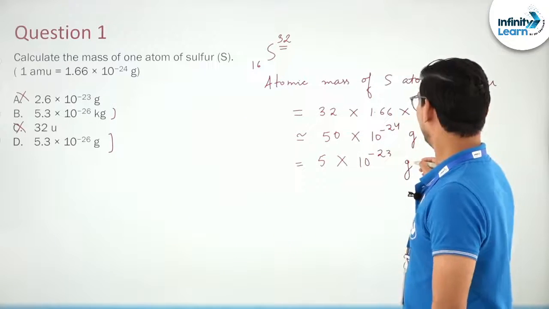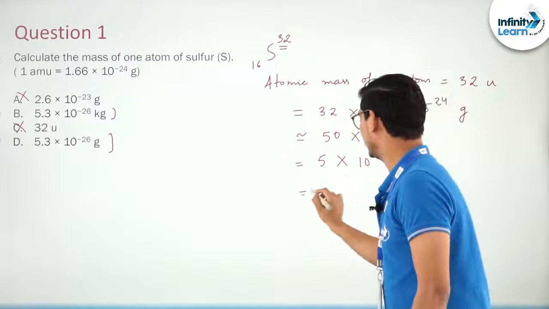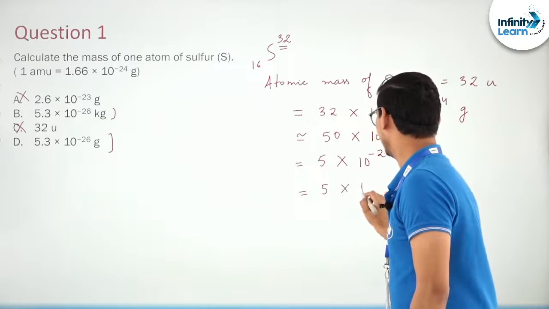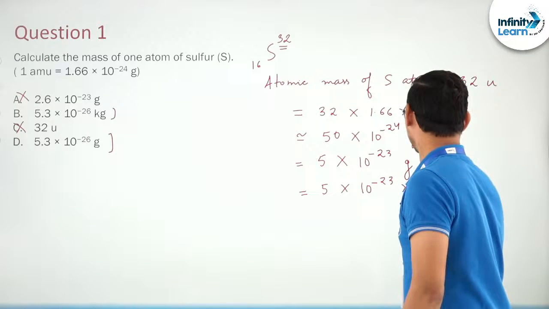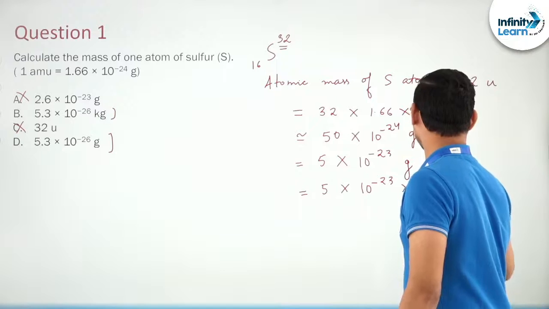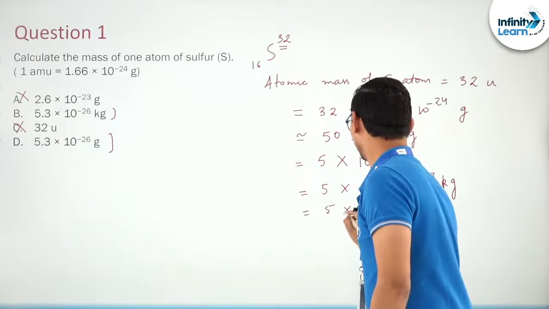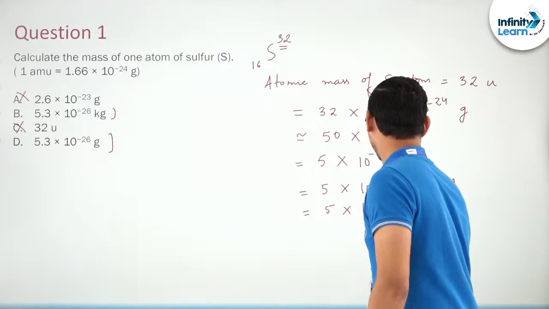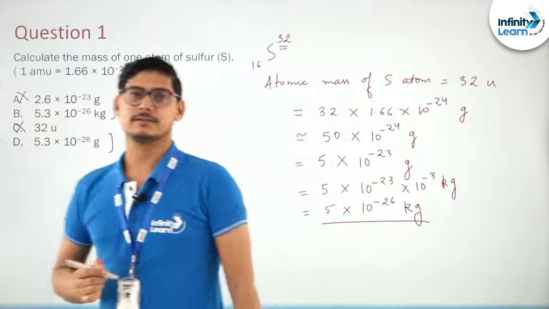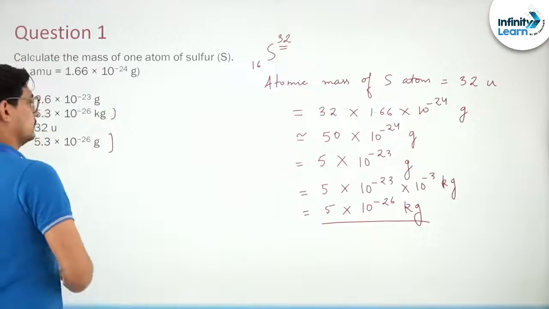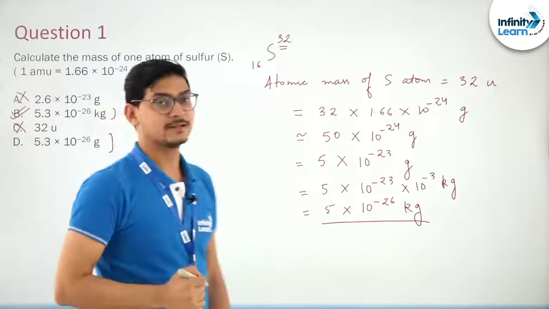So I would want to convert this into kilogram, right? So in kilogram, this can be written as 5 into 10 raised to the power minus 23. And 1 gram is 10 raised to the minus 3 kilogram. Is that clear? So this is 5 into 10 raised to the power minus 26 kilogram. So this is what our correct answer is. So option B is the correct answer.